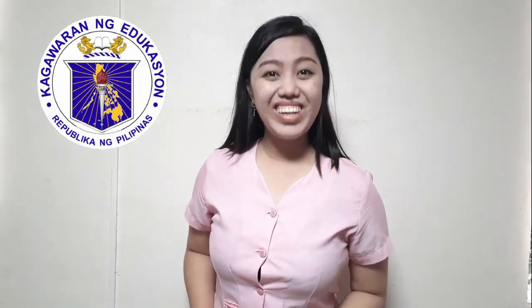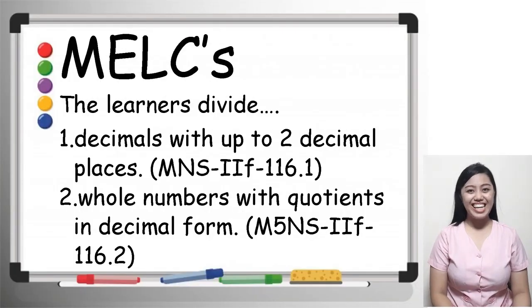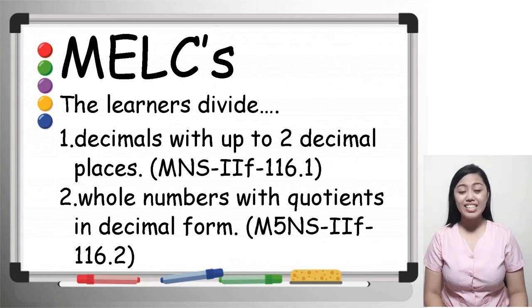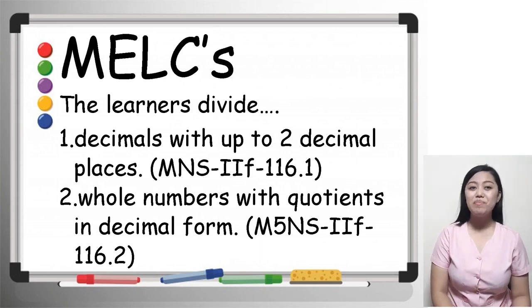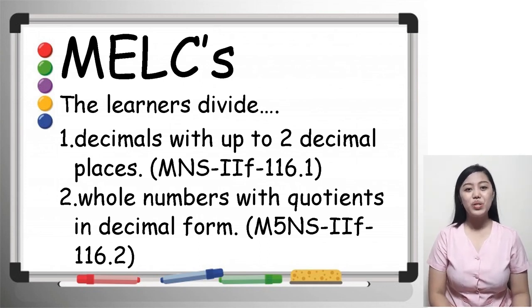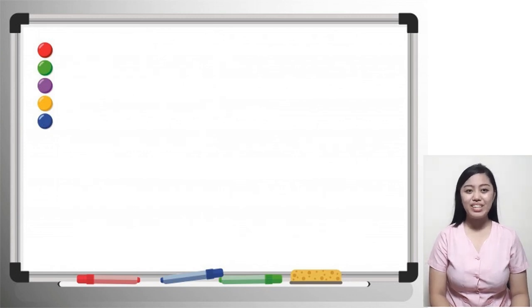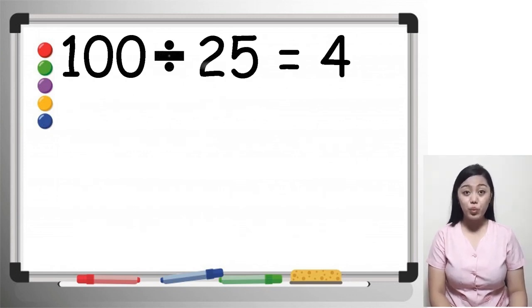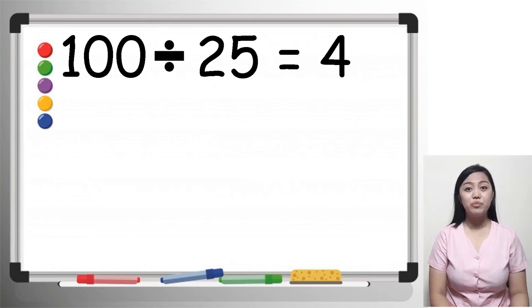Great! Okay, let's start! Our learning competency for this day is that the learners divide decimals with up to 2 decimal places and whole numbers with quotients in decimal form. So let's have a review about the parts of the division process.